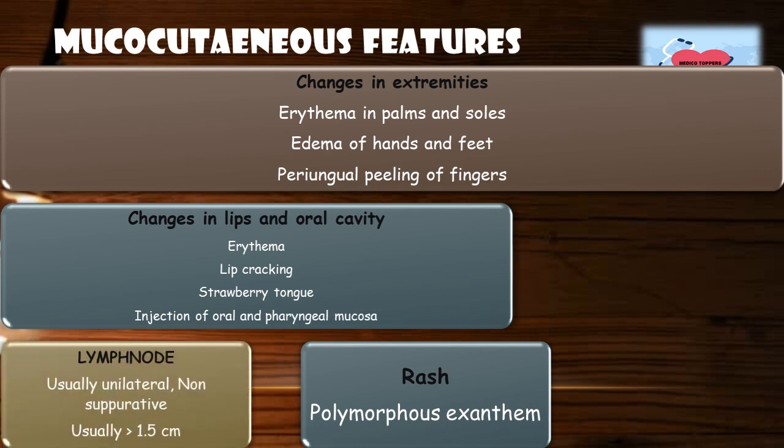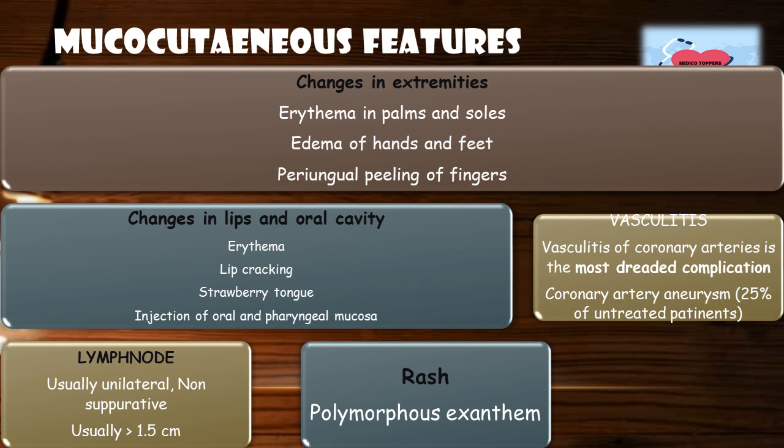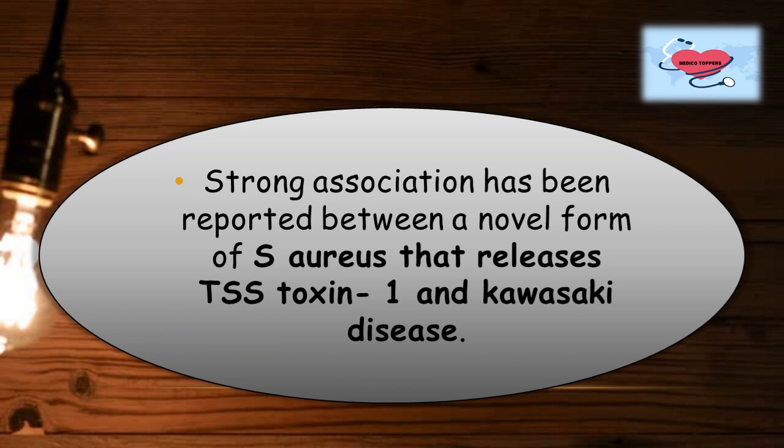Then in case of lymph node involvement, usually it will be unilateral, non-suppurative, and more than 1.5 centimeter. Then in case of vasculitis, if there is involvement of coronary arteries, it is considered to be the most dreaded complication, and coronary artery aneurysm we can see in 25% of untreated patients. So here we can find a strong association between Staphylococcus aureus that releases TSS toxin 1 and Kawasaki disease. Already we saw hepatitis B is strongly associated with PAN. As such, this condition is also more important.